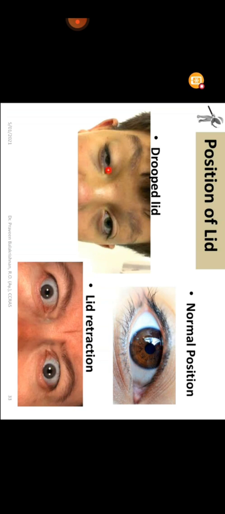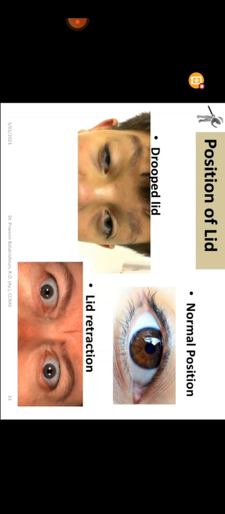You see in this left picture that it has covered more than 1/6 part of the eye, and the palpebral fissure size has been less. So this is a condition called drooped lid, and it usually occurs in ptosis. It does not mean that it occurs only in ptosis.